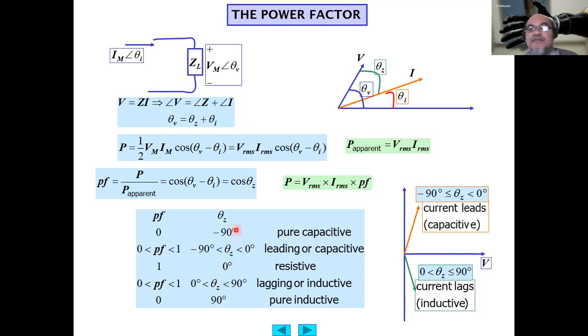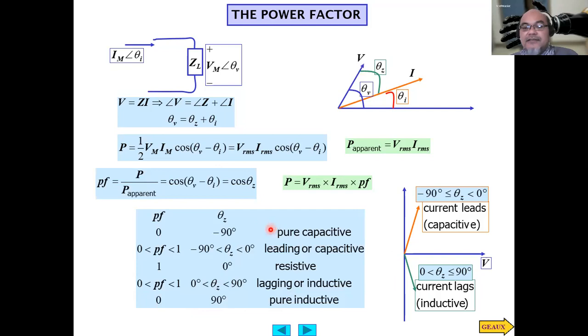On the other hand, opposite to that is when theta Z is positive, between 0 degrees and 90 degrees, where the voltage is leading the current, or the current lags the voltage, which is when the circuit is inductive. When it is purely inductive, theta Z will be exactly equal to 90 degrees.